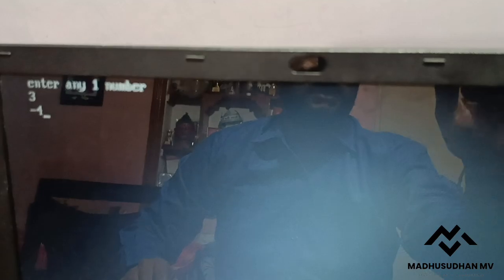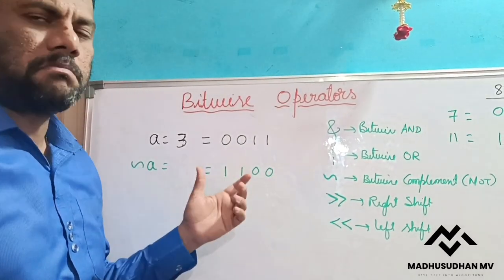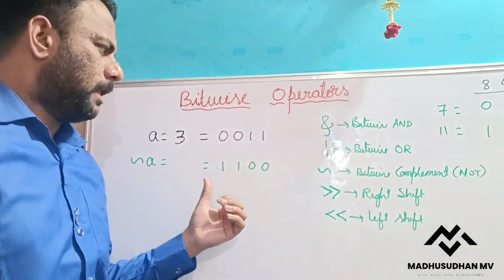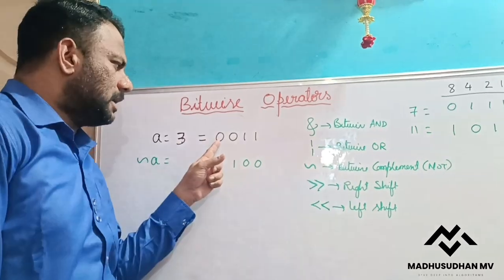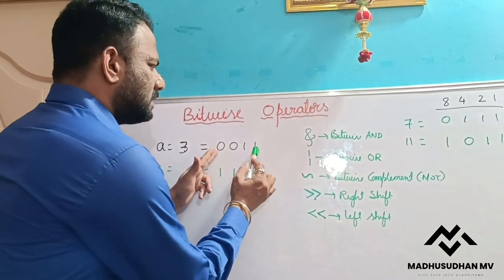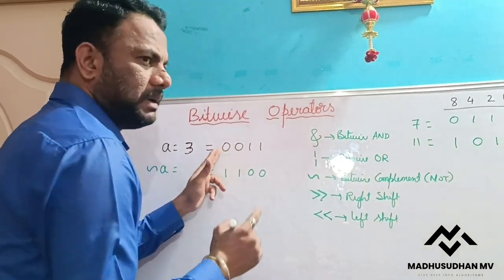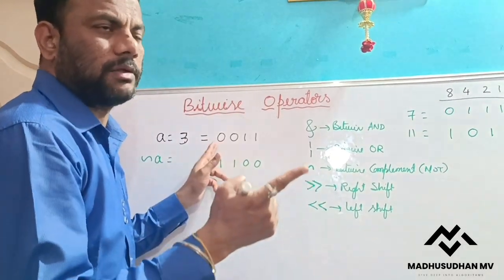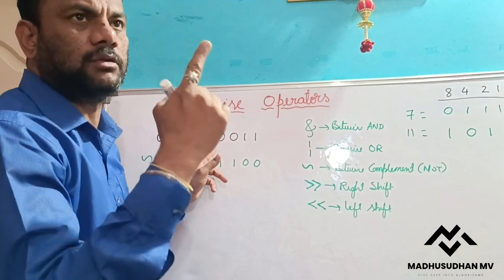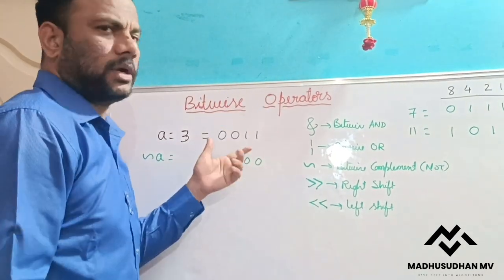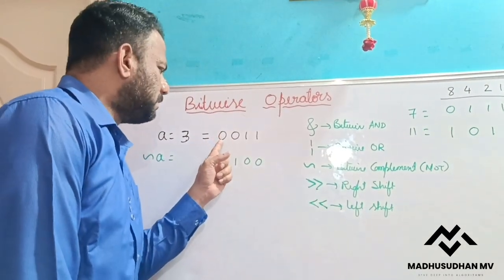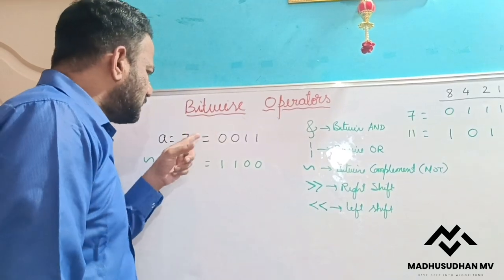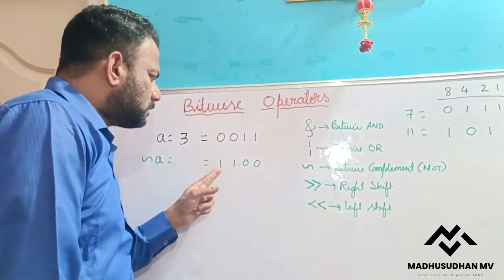Now I will enter. See, I am getting -4. Why -4? In binary number representation, the MSB is this bit and this is the LSB. The MSB always indicates the sign, whether you use sign and magnitude, ones complement or twos complement representation. When I change this, +3, the MSB becomes 1, so now it becomes negative.